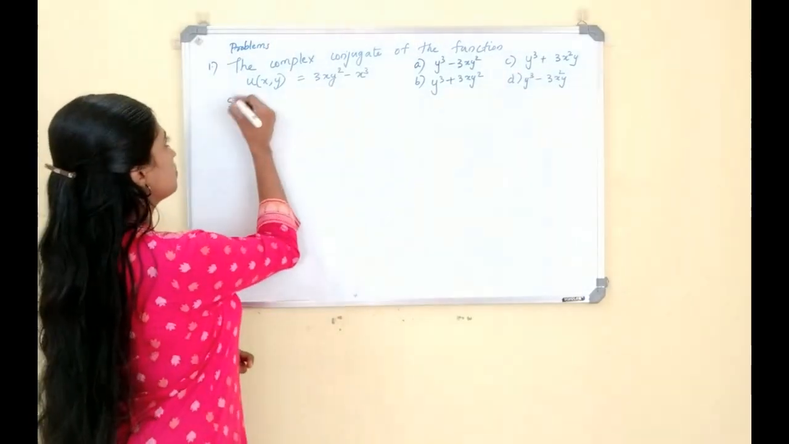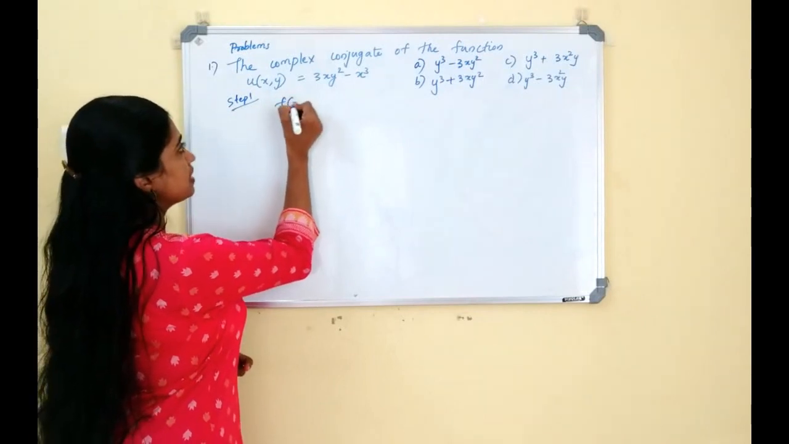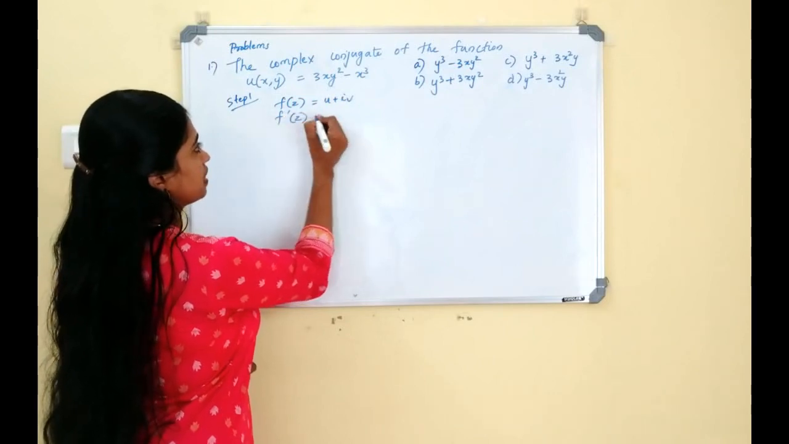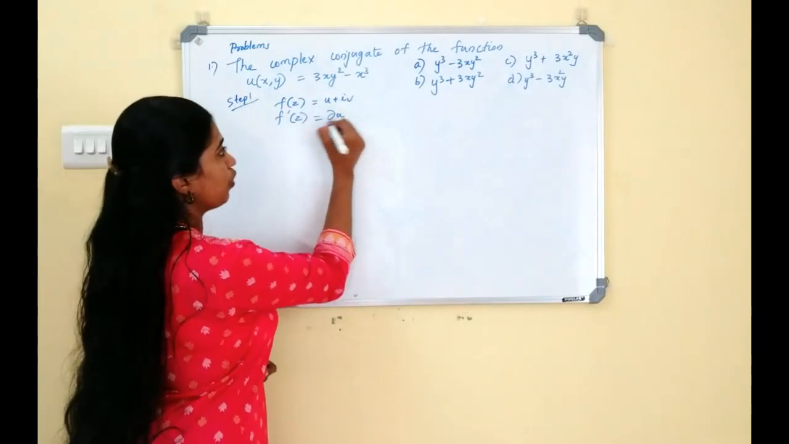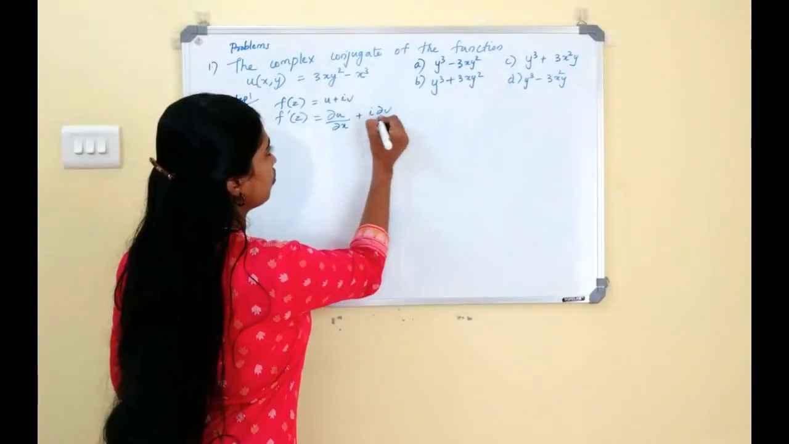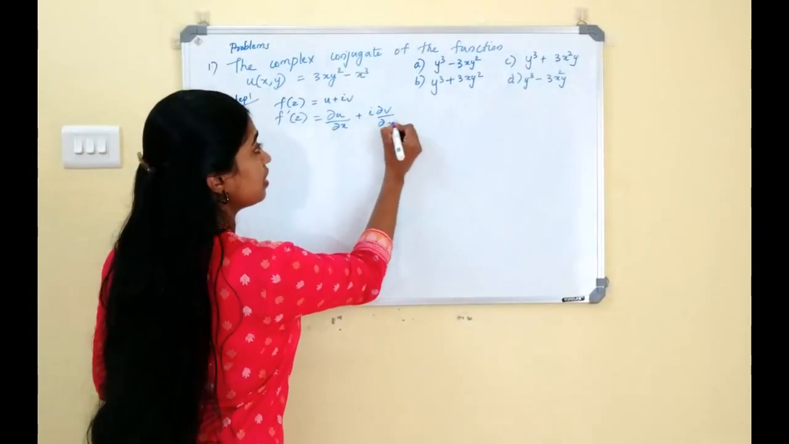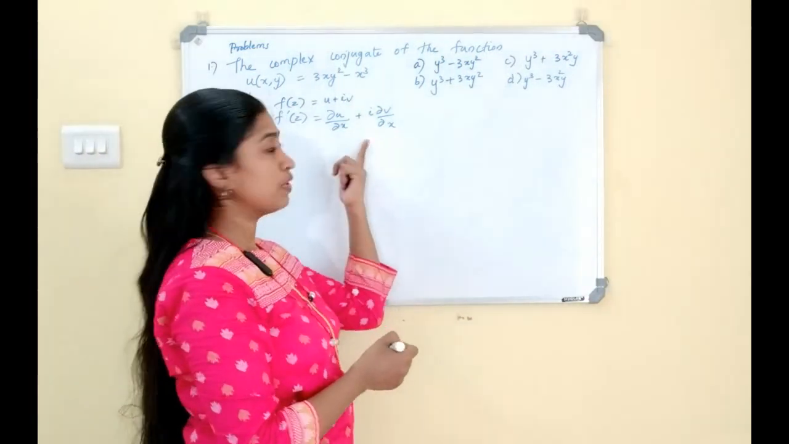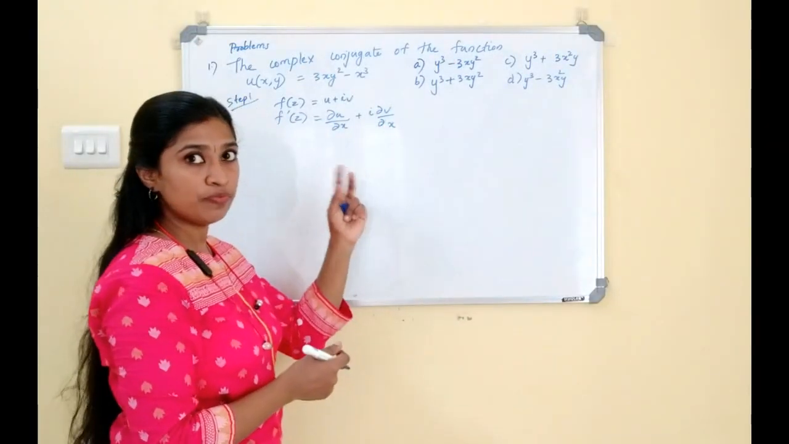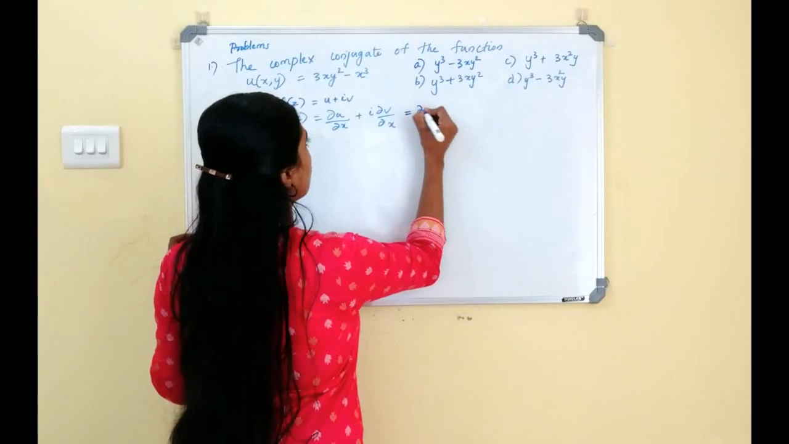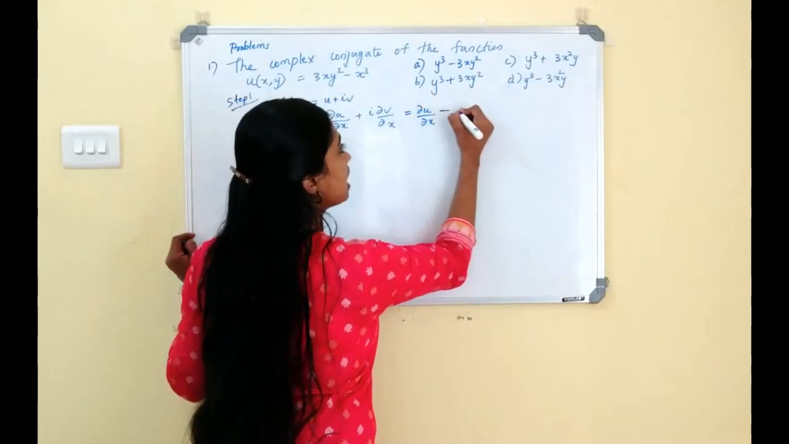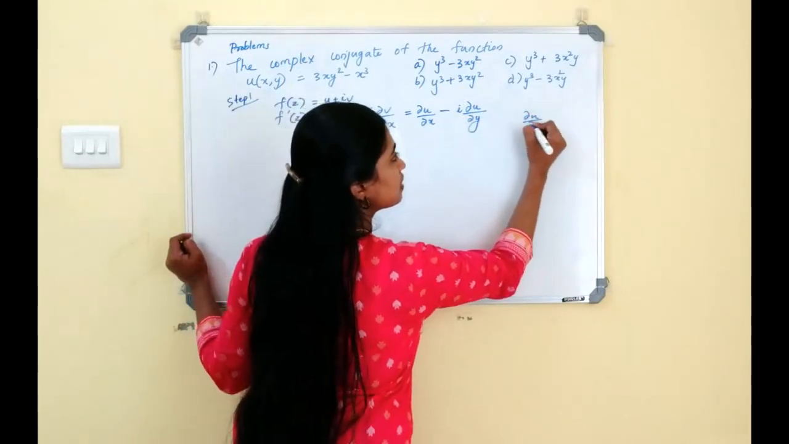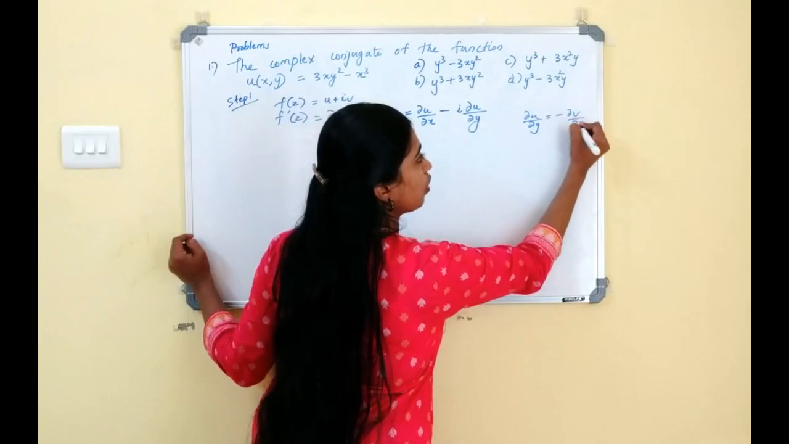First step is f of z is u plus iv. We have to find f dash of z, that is here u is given, so dou u by dou x plus i dou v by dou x. As it is an analytic function, it satisfies the CR equation. So dou v by dou x can be expressed in terms of dou u by dou y. That is dou u by dou x minus i dou u by dou y, since dou u by dou y is equal to minus dou v by dou x.